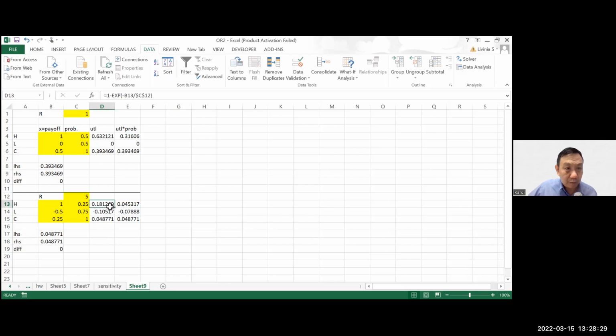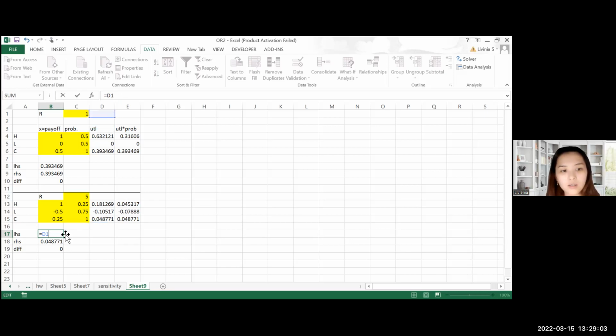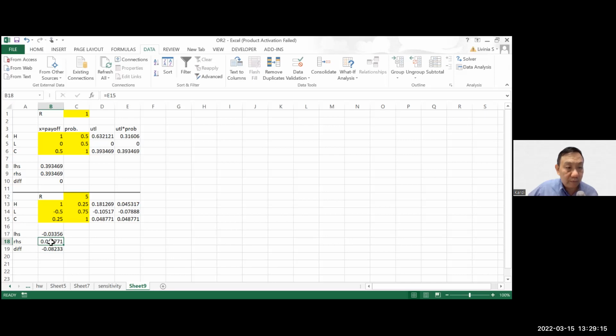Can I see the utility? The exponent is correct, and then the next one, column E. Can you go to E13? Okay, T times C, correct. How about B14, A17, B17? Oh, you need to plus. This one is E13 plus E14. Yes, correct. And then the left-hand side is E15, right? Okay, correct. Now you can use again the Data, What-If Analysis.